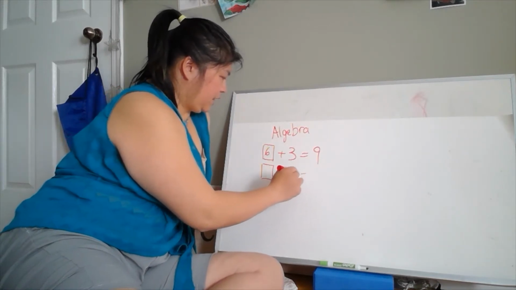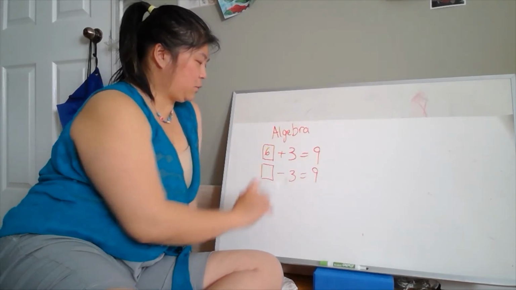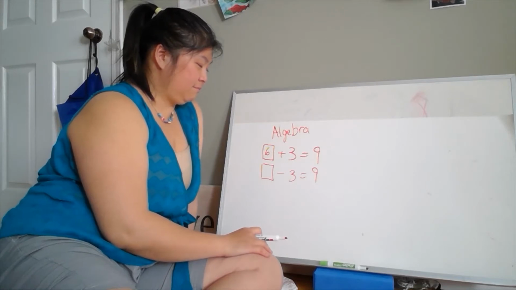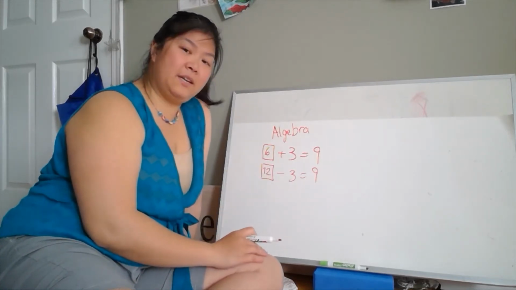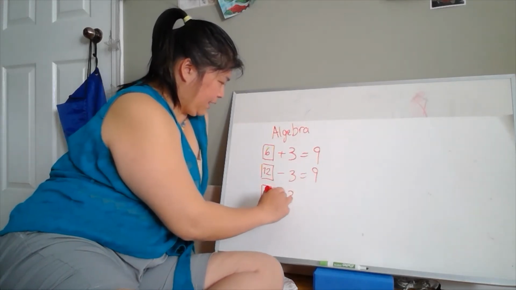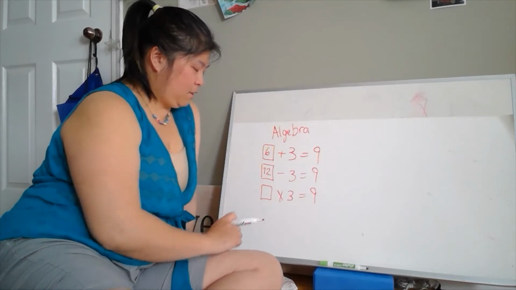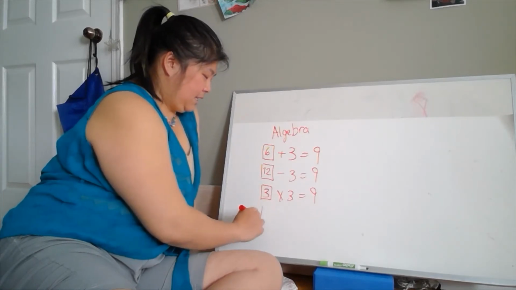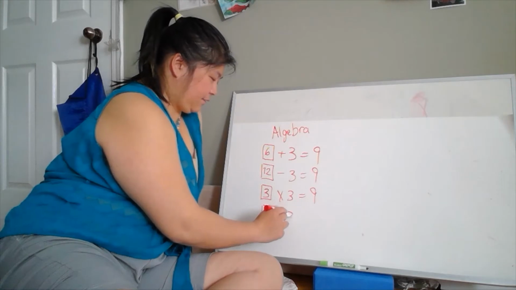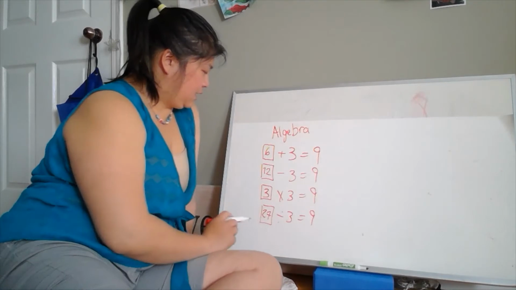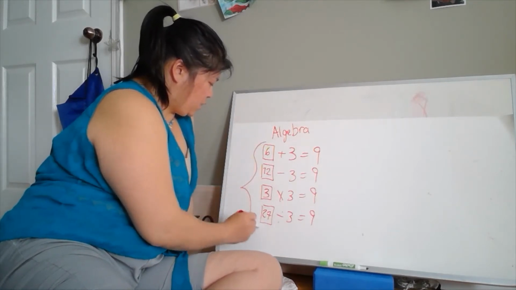Also, when you do this, equals 9. Well, when you subtract 3, it equals 9. 12 minus 3 equals 9. What about multiply 3 equals 9? What multiplies by 3 equals 9? 3. And what about divide by 3 equals 9? 27. So all of these are unknown numbers.